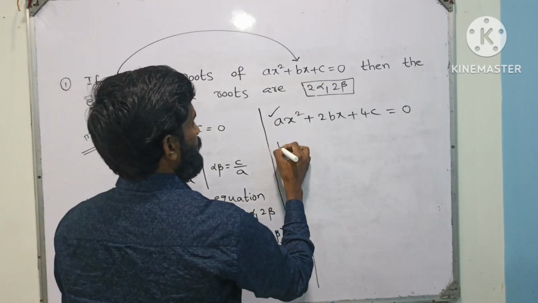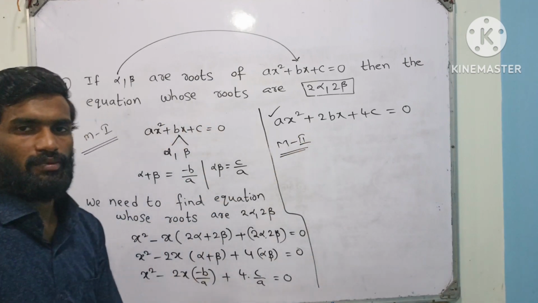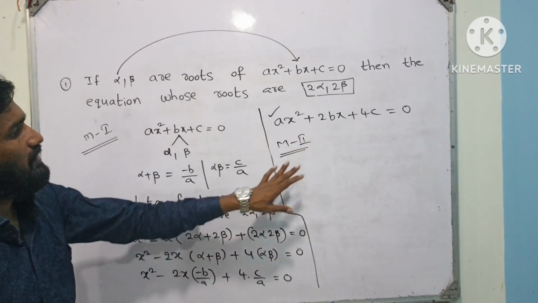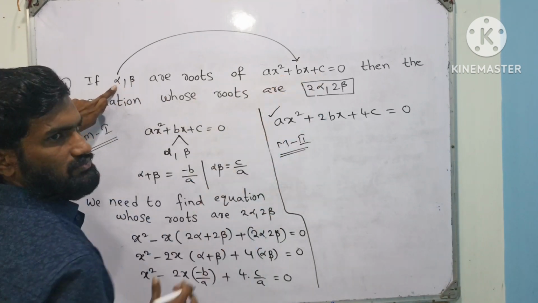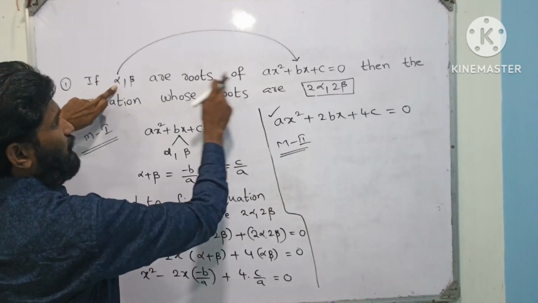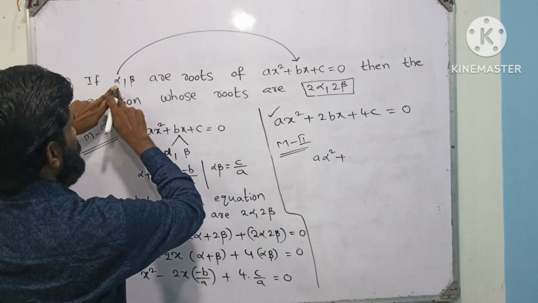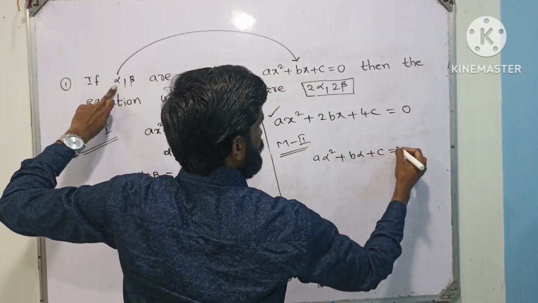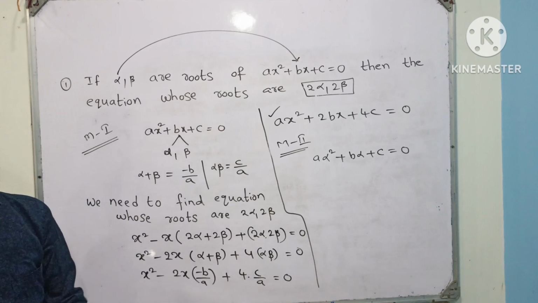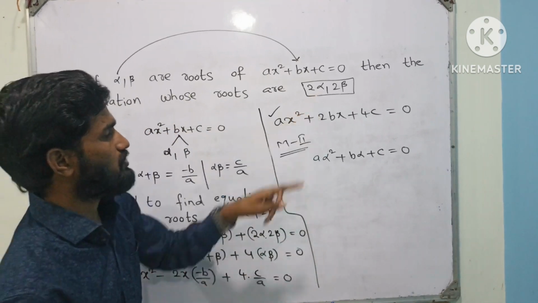Now we can solve this problem by using method 2 also. Sir, how to solve by method 2? Here it is given that alpha comma beta are the roots of this equation. So we can substitute alpha in this equation, which is a alpha square plus b alpha plus c, which is equals to 0. Now simply you need to take x is equals to 2 alpha.